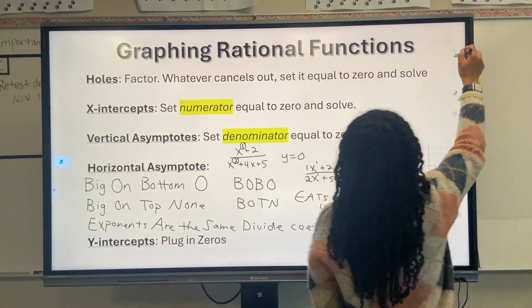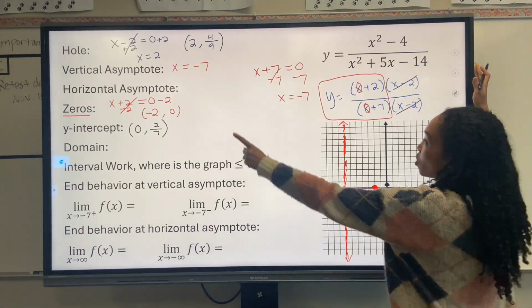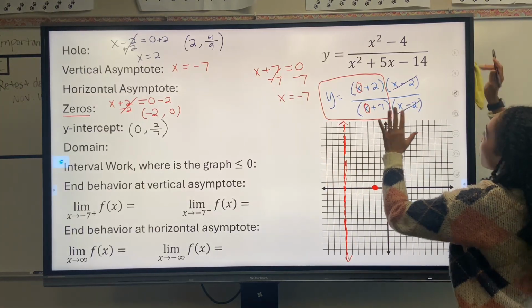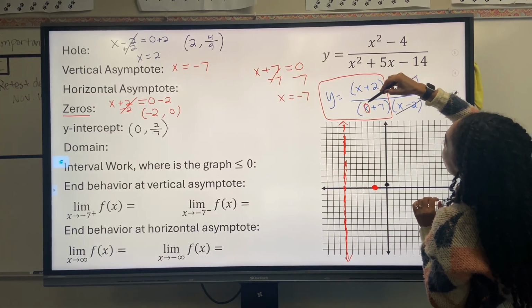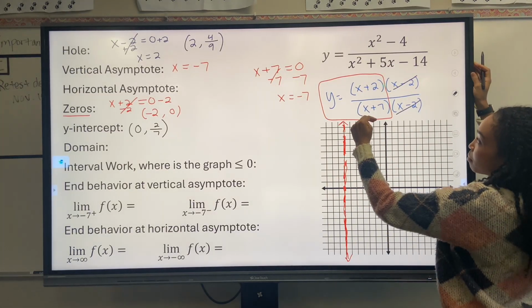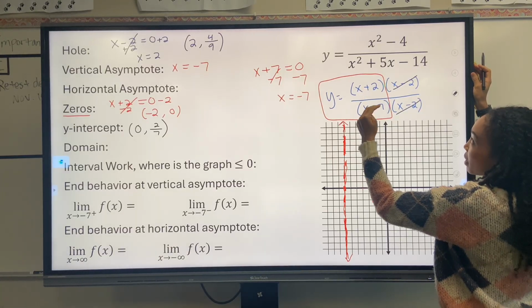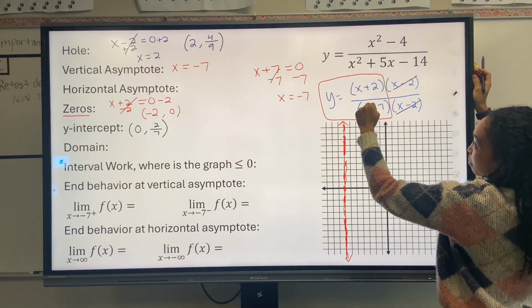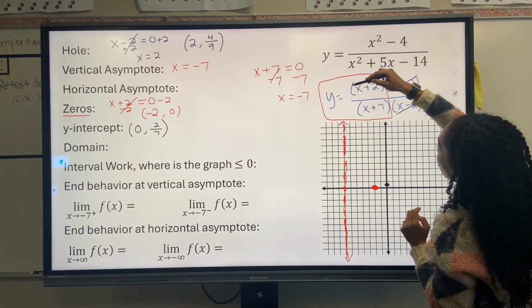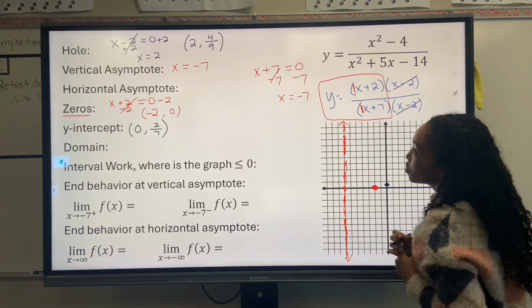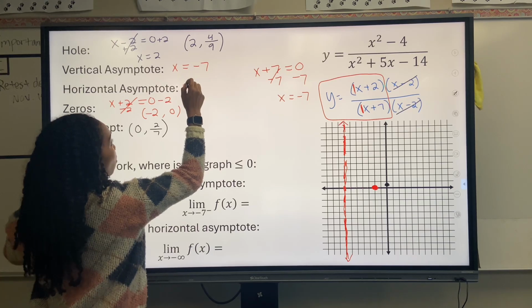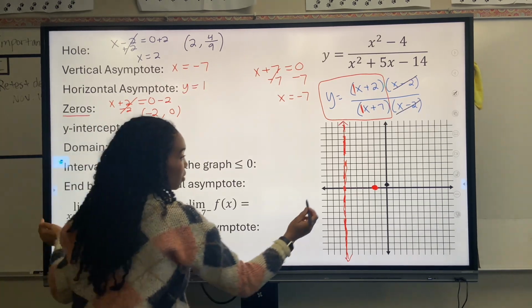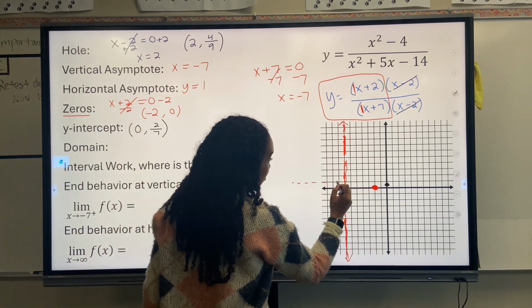So let's go back to our problem. The horizontal asymptote here, it looks like our exponents are the same. You have an x on top and an x on bottom. Here, you have x squared over x squared, so it's the same. You can imagine a 1 here and a 1 here. So your horizontal asymptote is at y equals 1. I'll go ahead and sketch that right here.